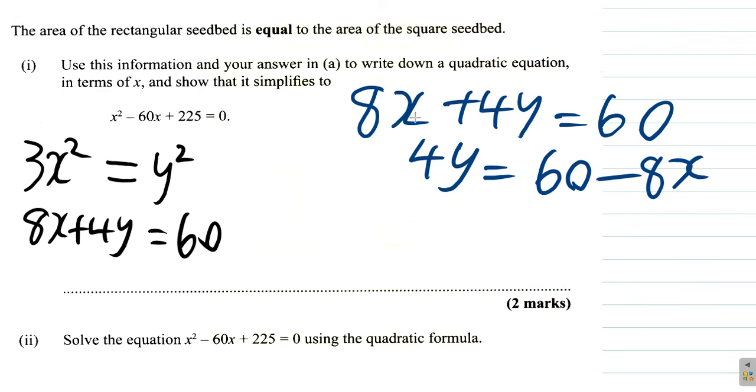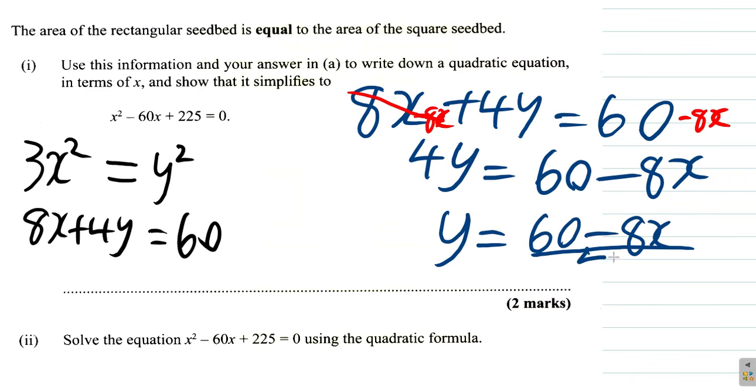We take 8x from the left and take 8x from the right. So 8x minus 8x, that is gone. And we have the 4y left. 4y equals 60 minus 8x. And if we divide both sides by 4, we're going to get y equals 60 minus 8x over 4. Alright? Because we put this over 4 and this over 4. 4 will cancel 4. See that? Alright. So y is equal to 60 minus 8x over 4.